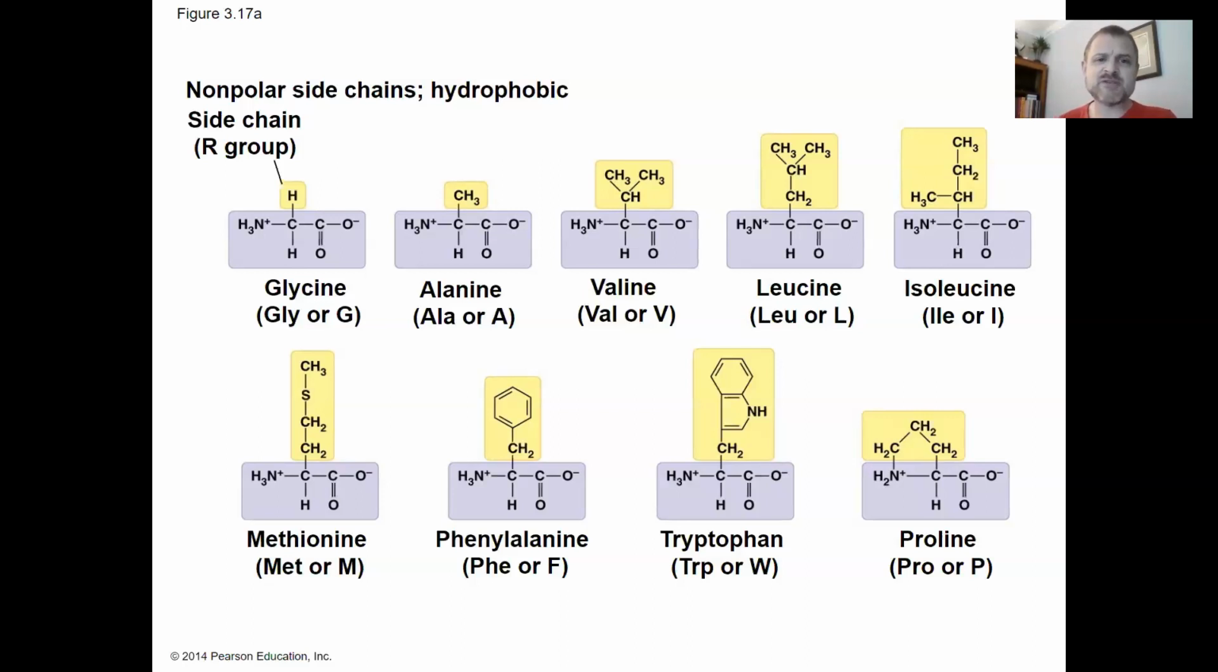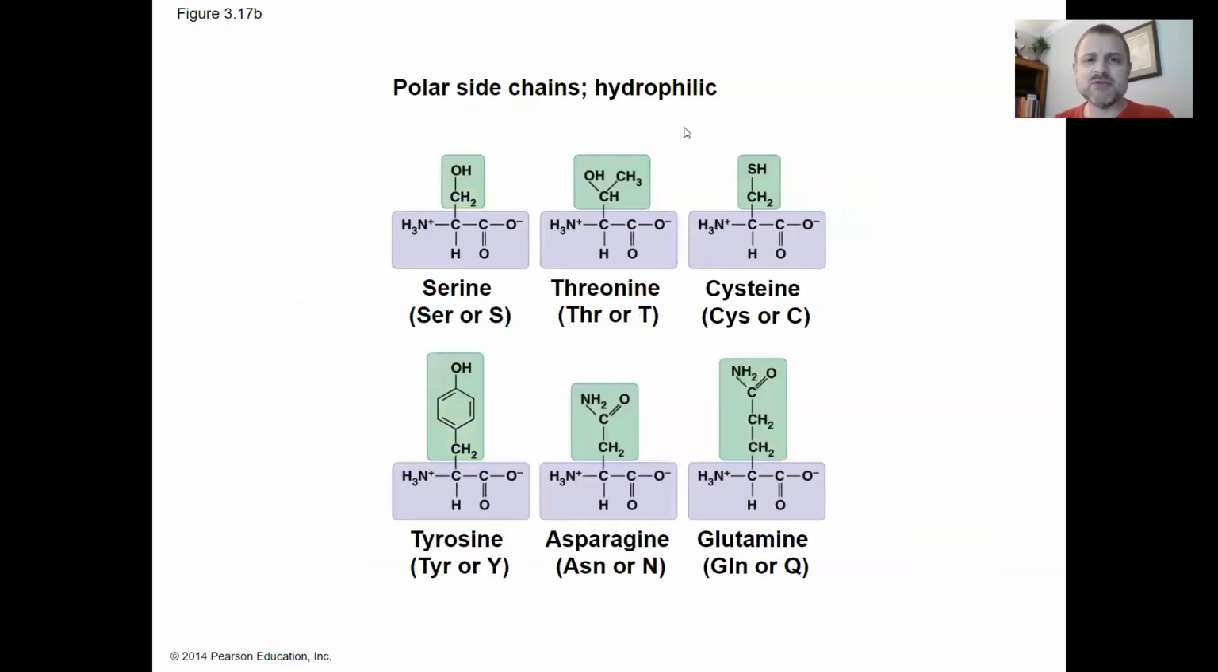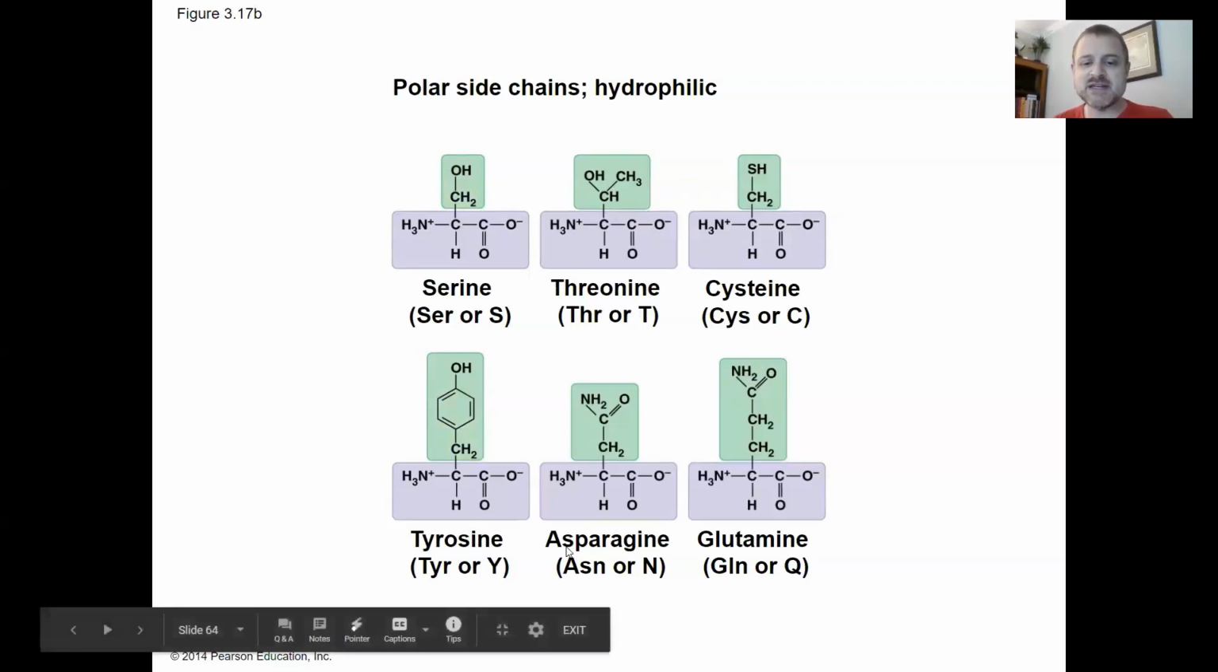Okay, so those are the hydrophobic ones. So let me ask you a quick, actually, no, let me come back to that question. So these are the side chains that are hydrophilic. Notice I see lots of OH groups: serine, threonine, cysteine, tyrosine, asparagine, glutamine. Actually, lots of things that are polar, right? Some sulfur, some oxygen.